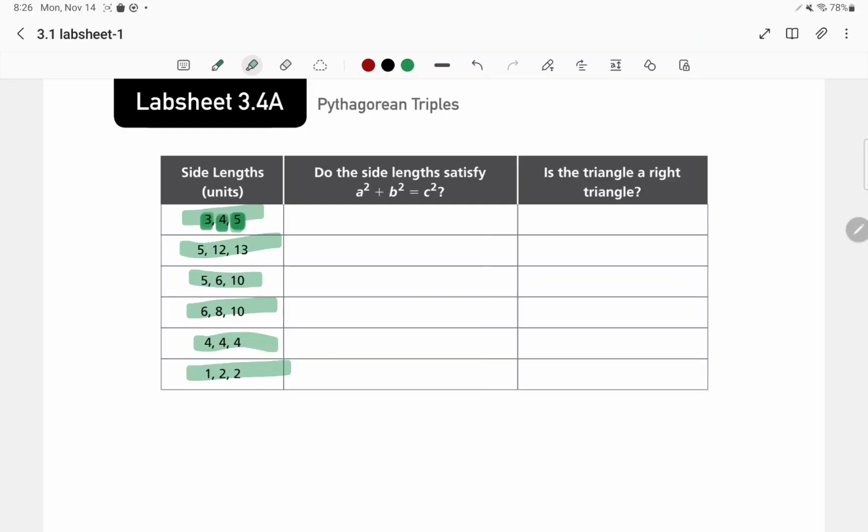If you don't have pieces of spaghetti, or they say to use poly strips, that's fine. You can use even a couple different rulers and measure out a 3-inch side, 4-inch side, 5-inch side, and see if you can get them to make a right triangle. Somehow try to answer the 2 questions. Do the side lengths satisfy a squared plus b squared equals c squared? And is it a right triangle or not?